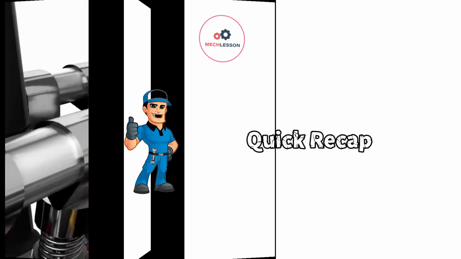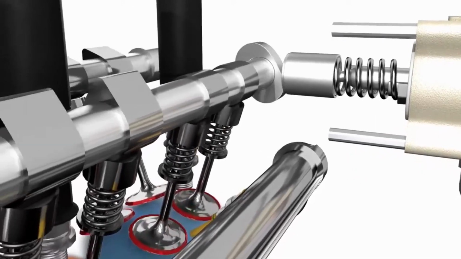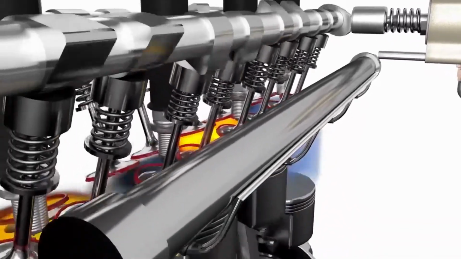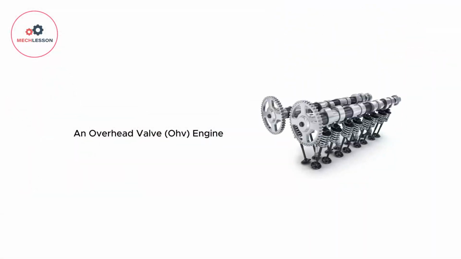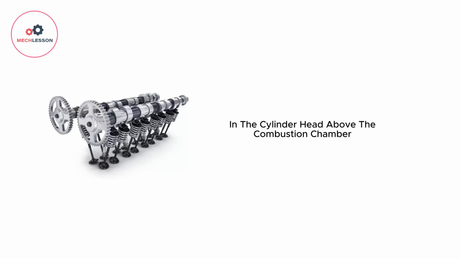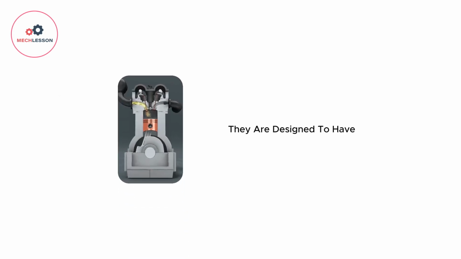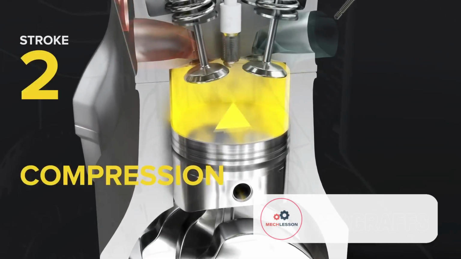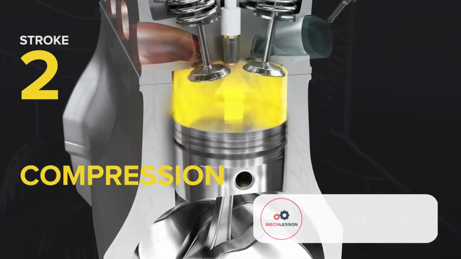Quick recap. Internal combustion engines use a valve to allow and restrict the flow of fluid or gas from the combustion chamber. An overhead valve, OHV engine, is a piston engine whose valves are located in the cylinder head above the combustion chamber. Medium-sized internal combustion engines are designed to have either intake ports and exhaust valves, or both intake and exhaust valves. Smaller engines like two-stroke petrol or gasoline engines use intake and exhaust ports.